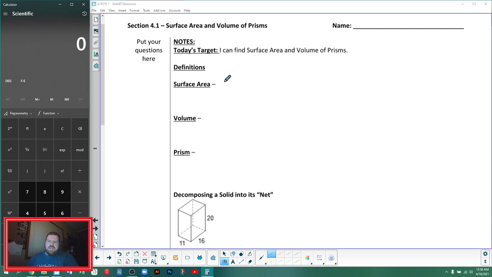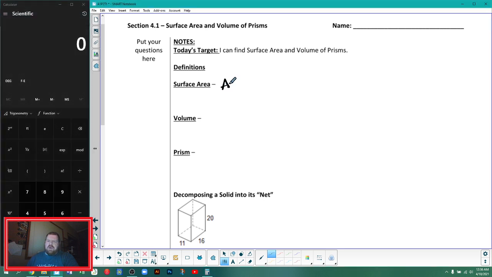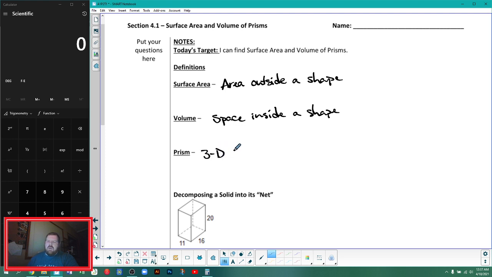So to start, surface area, kind of like perimeter. It is the area outside a shape, whereas the volume is the space inside a shape. And then a prism is a 3D shape with congruent bases. And I'll talk about what I mean by that in just a second.